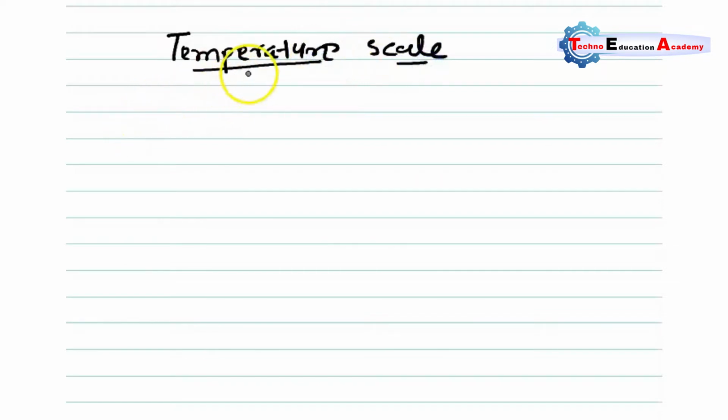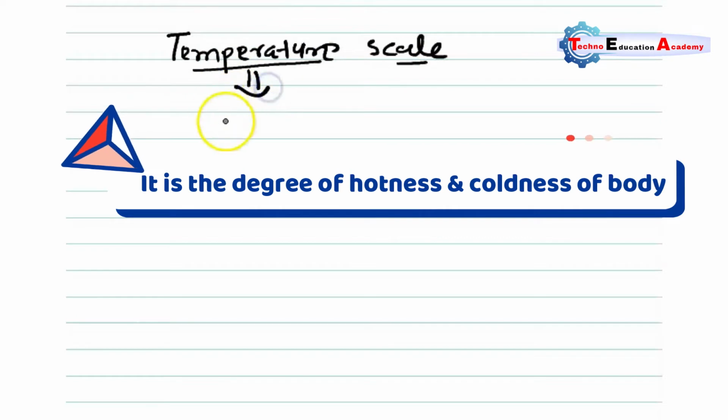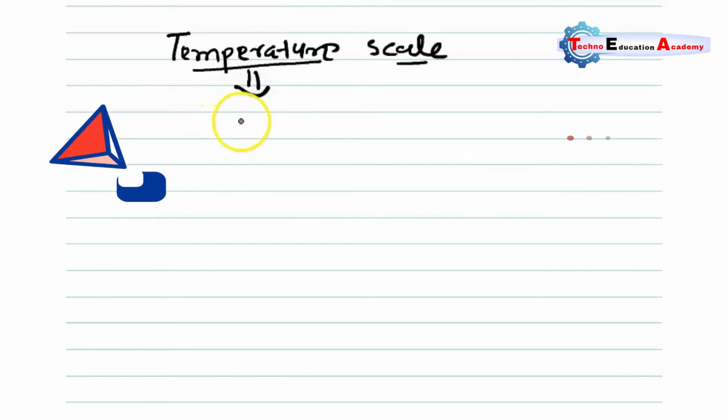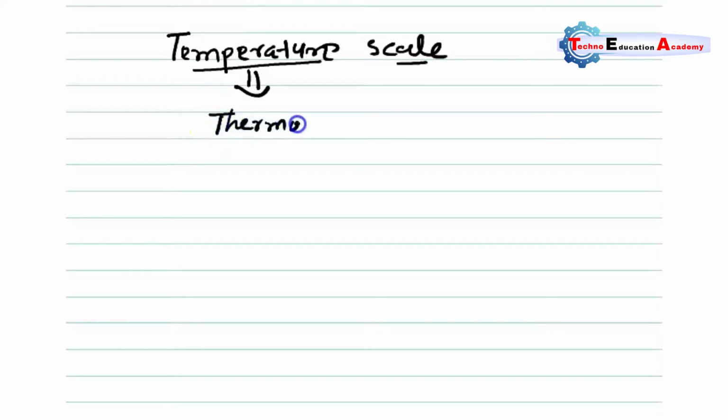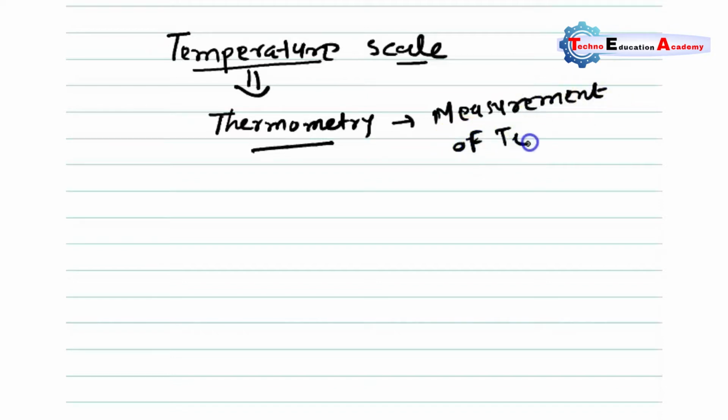First of all, temperature is nothing but the degree of hotness and coldness of any particular substance or particular body. The measurement of temperature is called thermometry. So our topic is temperature scale.